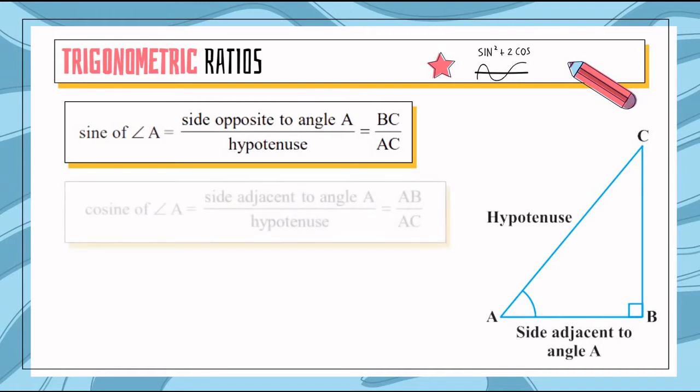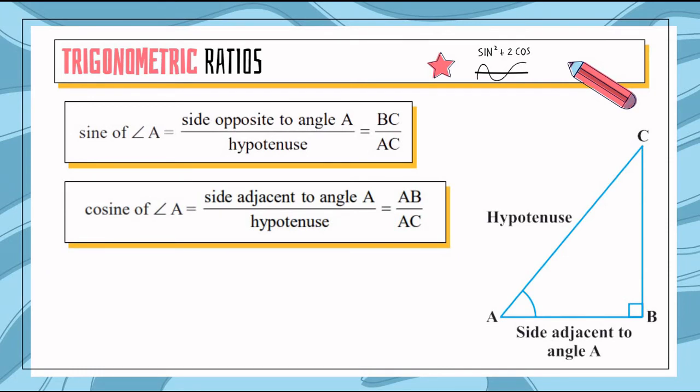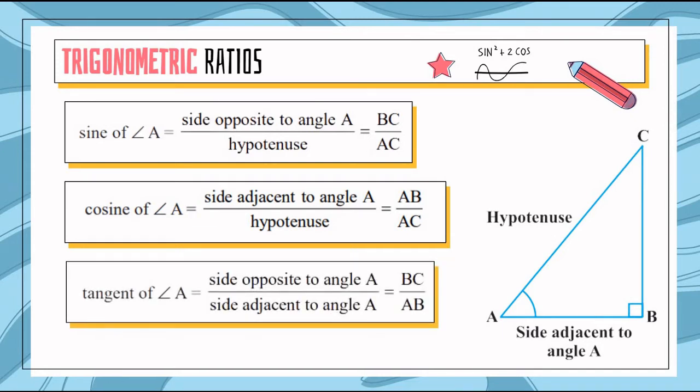Then the next ratio is cosine. Cosine of angle A would be equal to the side adjacent to angle A divided by hypotenuse. The side adjacent to angle A here is AB and the hypotenuse is AC, so the ratio is AB by AC. Here also, if we consider the angle to be theta, then cosine theta would be equal to adjacent side by hypotenuse. And then we have tangent of angle A, which is the side opposite to angle A divided by the side adjacent to angle A, equal to BC by AB.